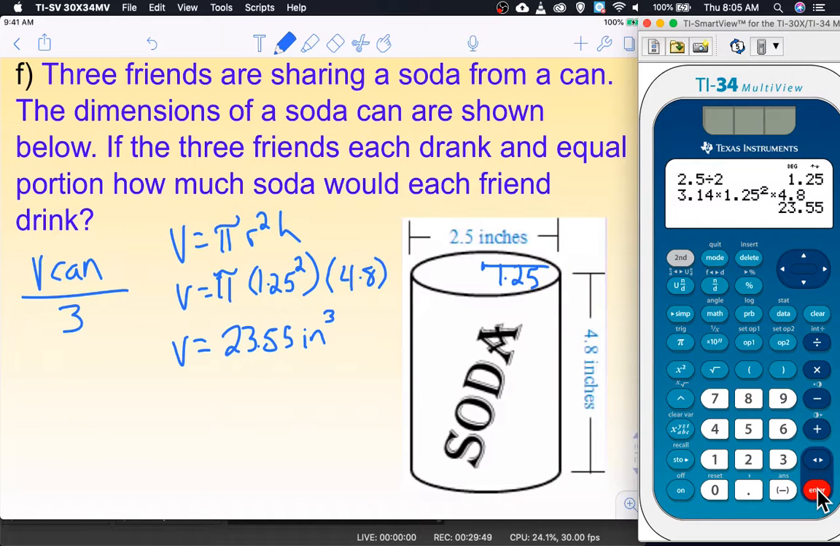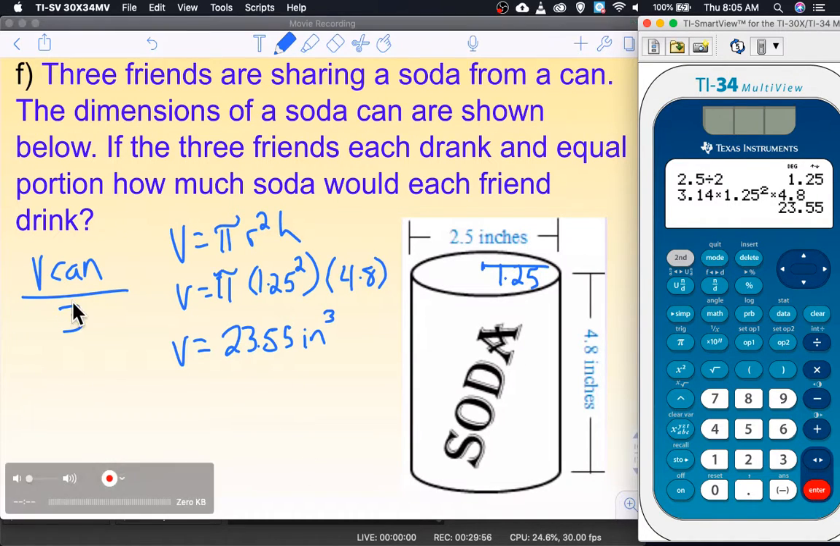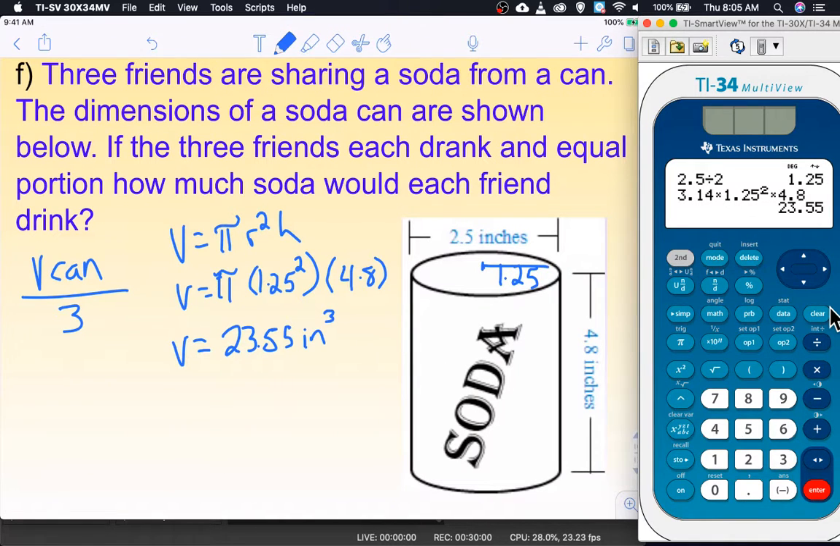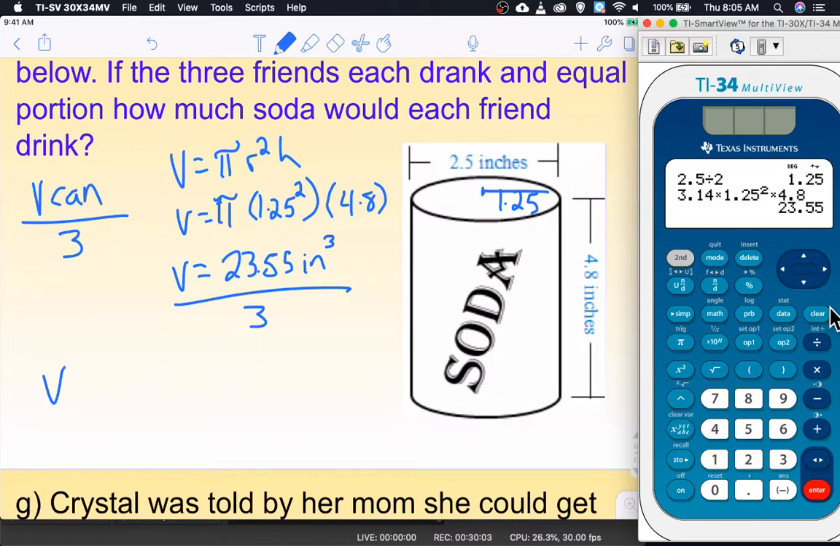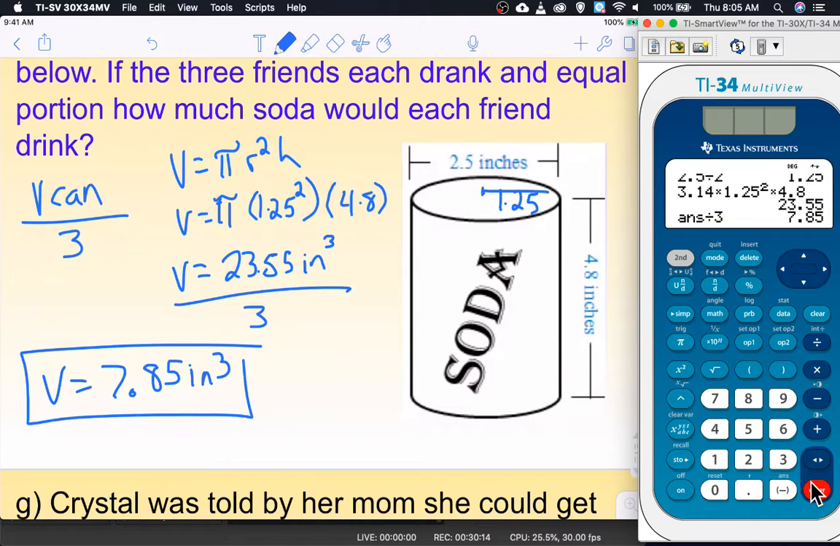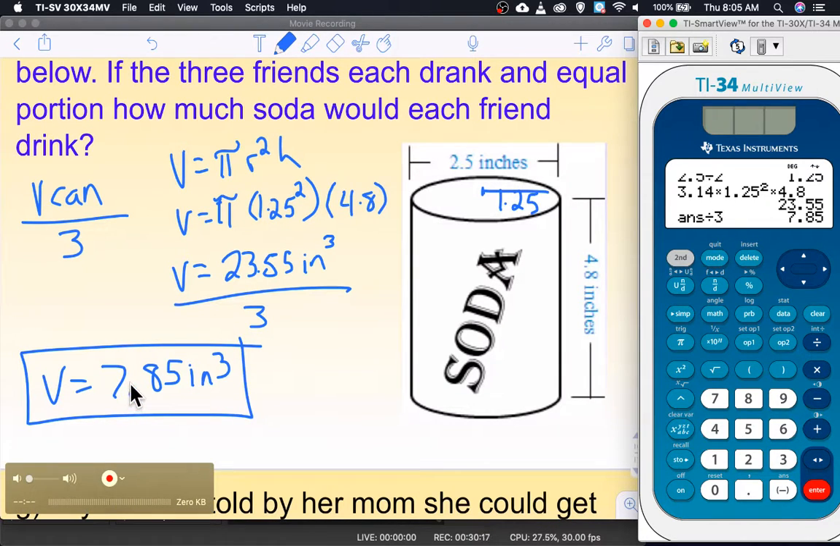Now that's before we do any division. That's just how much total soda would be in the can from the beginning of the problem. Now, if we follow our game plan here, we divide the whole soda by 3. Divide by 3. We get, each friend gets a volume of 7.85 inches cubed. So each person gets 7.85. That gives a total of the whole volume of the can, and we're good to go.